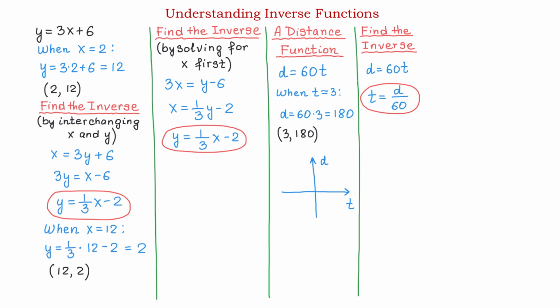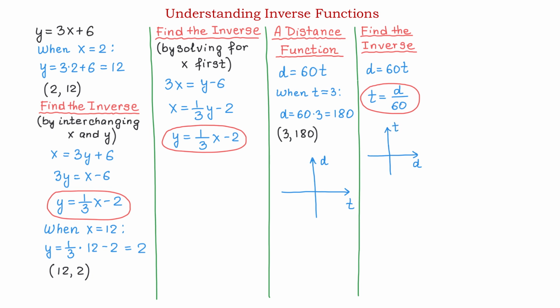And notice that when I found the inverse of this function, I did not interchange t and d, and instead I just solved it for t. And that is because in the inverse function, we still want to call the time t and the distance d. And if we would graph this function, then the horizontal line would be the d-axis and the vertical line would be the t-axis.